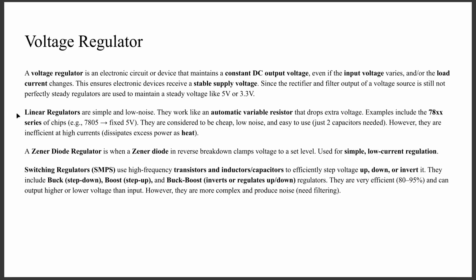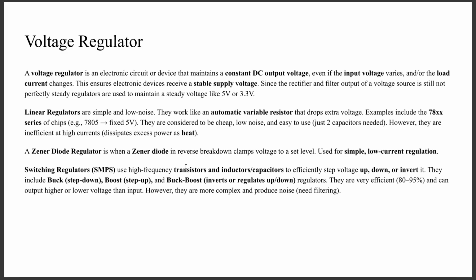Linear regulators are simple and lower noise. They work like an automatic variable resistor that drops extra voltage. Examples include the 78XX series of chips. They are considered to be cheap, low noise, and easy to find. However, they are inefficient at high currents. A Zener diode regulator is when a Zener diode in reverse breakdown clamps voltage to a set level. It is used for simple and low current regulation.